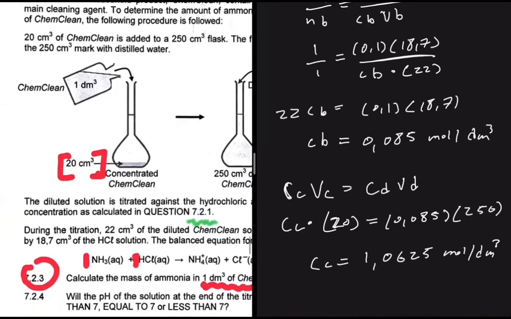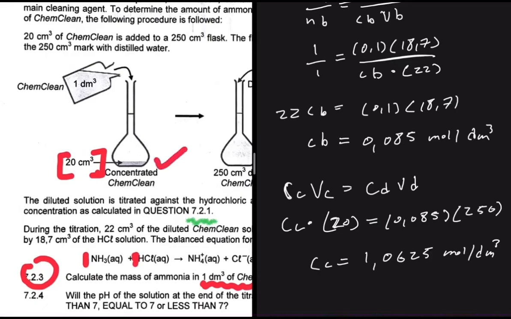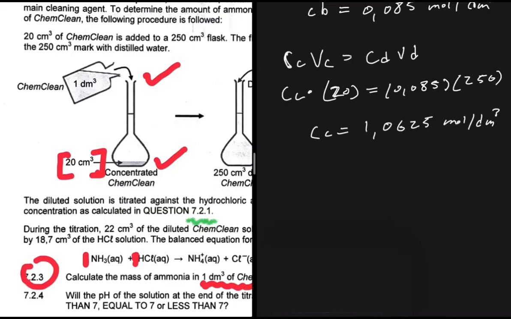So this is the concentration of the 20 centimeter cube, but it's the concentration of the 1 decimeter cube also, because we're just using 20 centimeter cube of the 1 decimeter cube, right? We're not changing anything with respect to how concentrated or diluted it is, right? So now we can go ahead and say that the number of moles in 1 decimeter cube will be equal to concentration multiplied by volume. The concentration is 1.0625 and the volume is 1 decimeter cube.